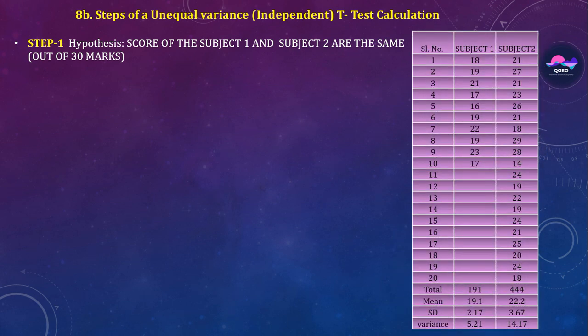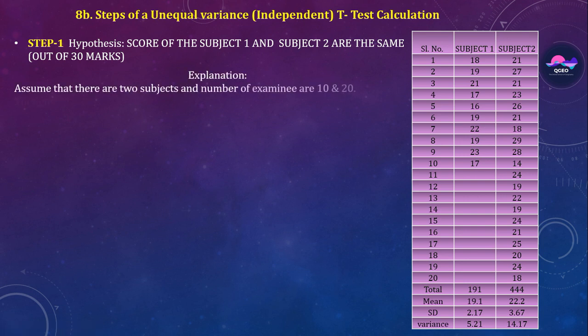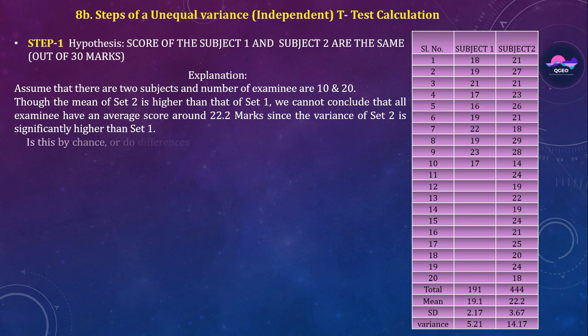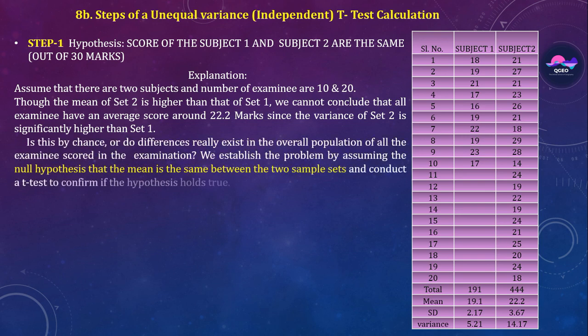Hypothesis: the scores of subject 1 and subject 2 are the same out of 30 marks. Here 10 students appeared in subject 1 and 20 students appeared in subject 2 exam. Each has a 30-mark question paper and they score differently. Explanation: assume that there are 2 subjects, and the number of examinees are 10 and 20.